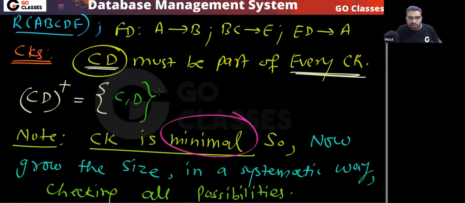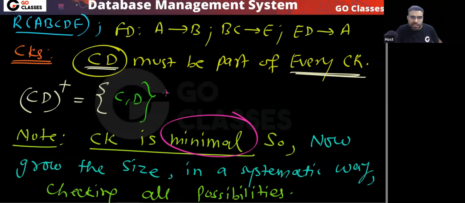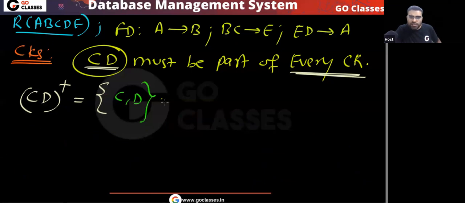So now what you do? CD must be part of every candidate key, but they are not enough. CD is not enough. Yes or no? So now you include something more, step by step, one by one. Now you include one attribute. Which attribute will you include?